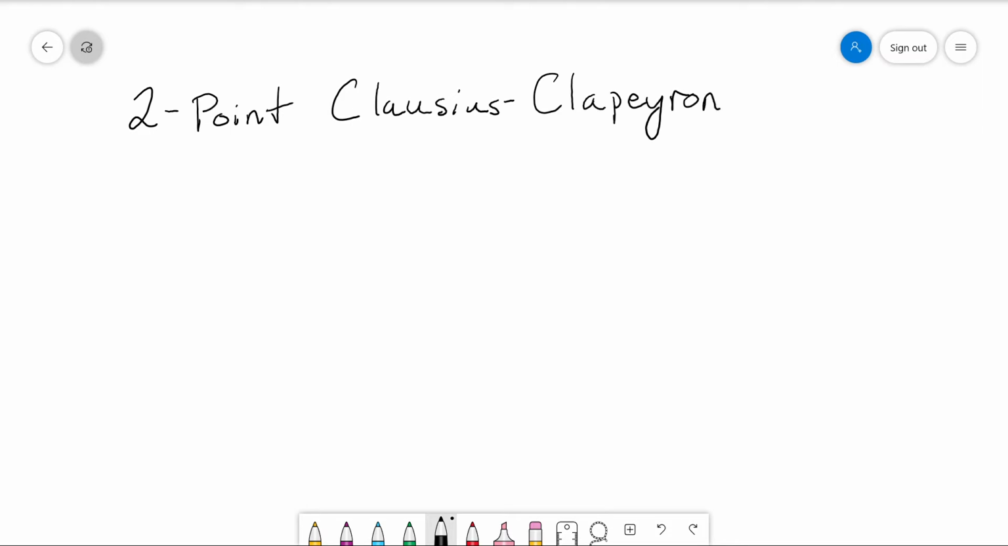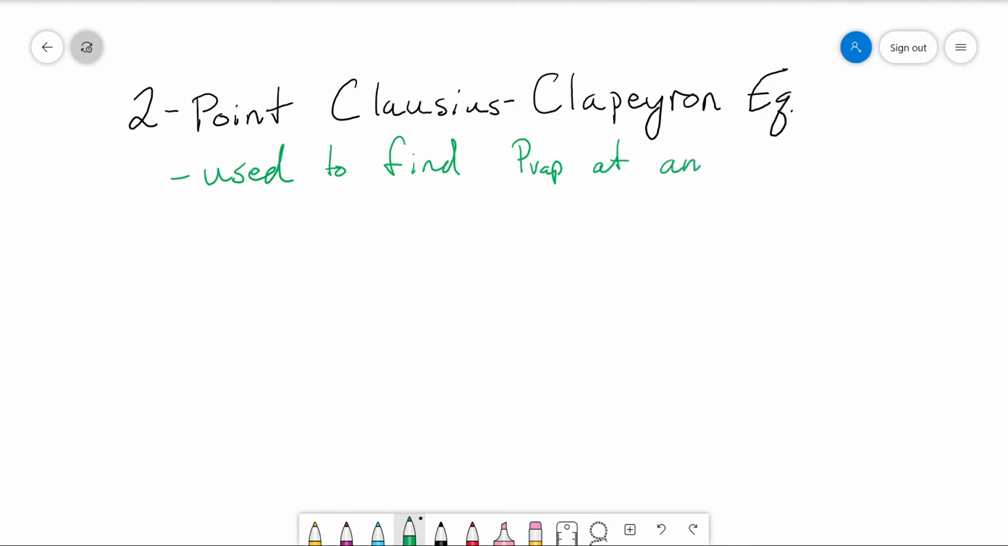All right, so we're going to talk a little bit more about the Clausius-Clapeyron equation, but this is what we call the two-point Clausius-Clapeyron equation. Okay, the two-point Clausius-Clapeyron equation, and we use it for a slightly different reason. It's used to find the vapor pressure at a given temperature, at any temperature, I should say.